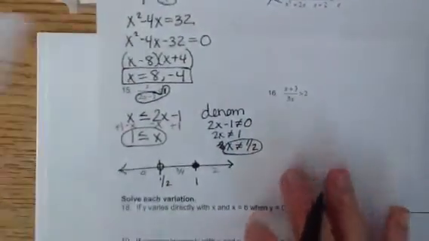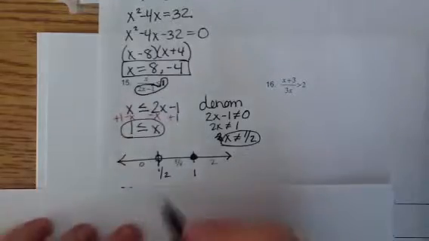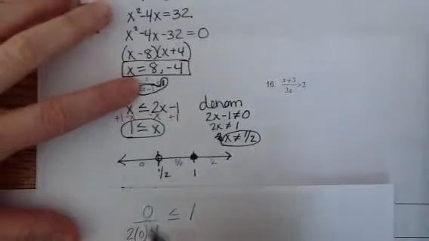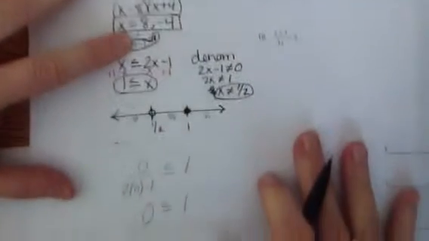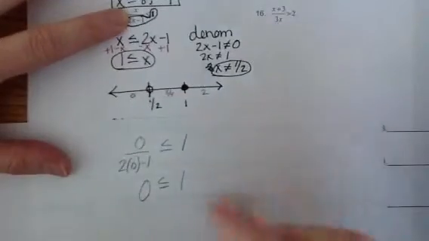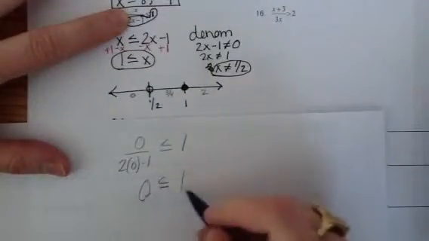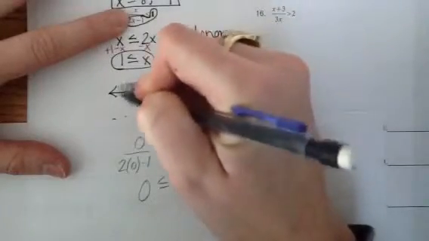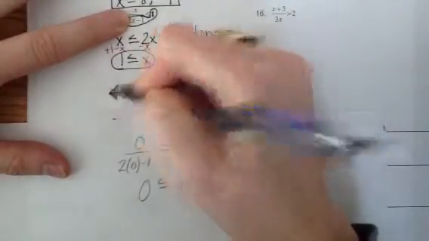What do I mean by put them up here? Well, we're testing to see where to shade. So if I plug a 0 into the original equation, I get 0 is less than or equal to 1. Is that a true statement? Well, yeah, 0 is less than 1. So I'm going to shade right here where that point worked, and I shade this whole side.